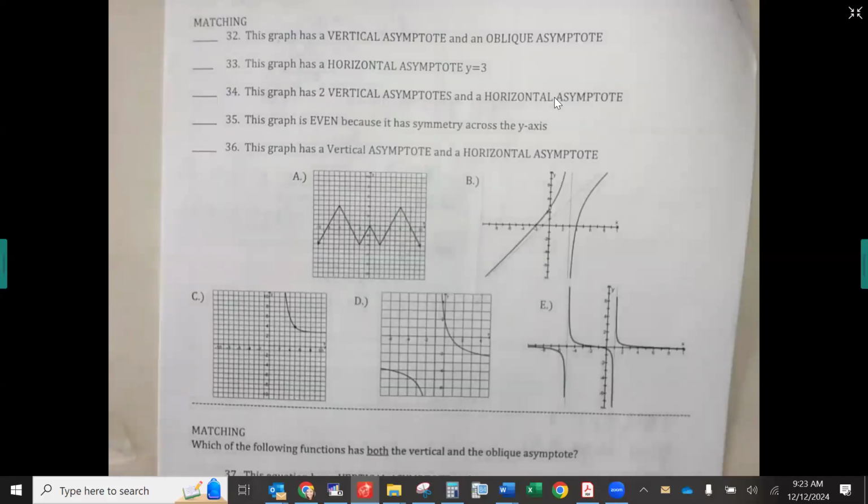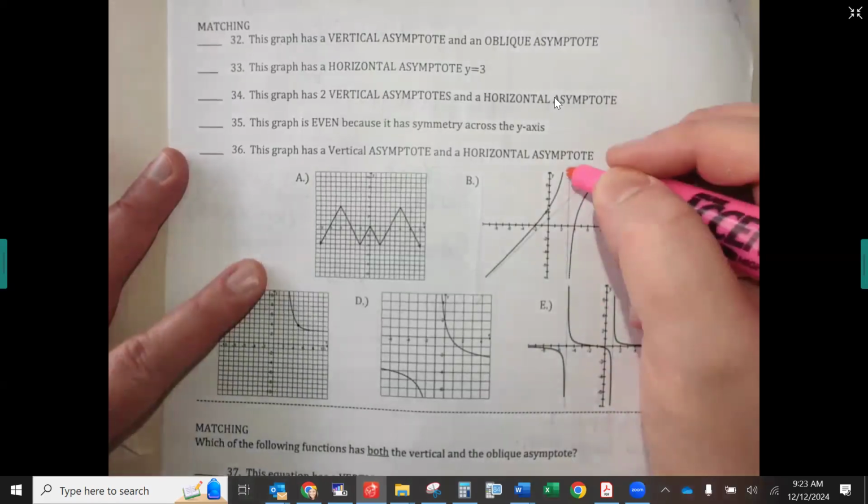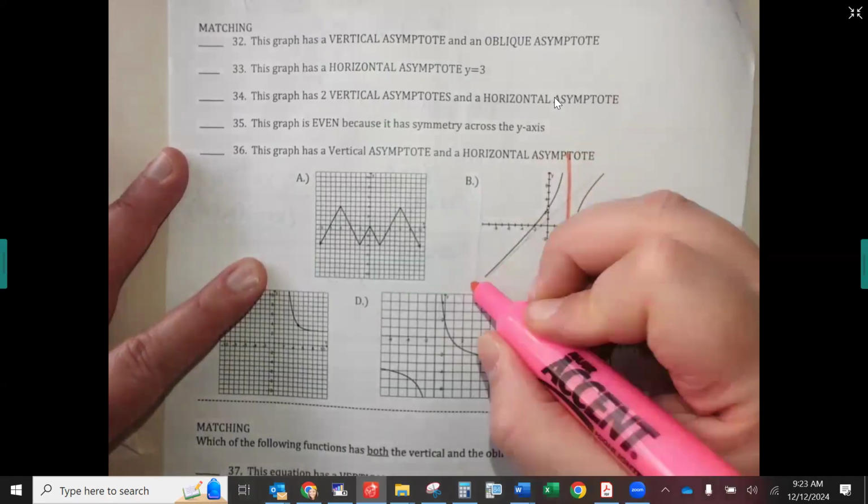All right, so let's start. I need a graph. Look, you have 5 choices. I need a graph that has a vertical asymptote and an oblique asymptote. That means one of them needs to be vertical and one of them needs to be a slant. So look at your options. Which one has a vertical and a slant? B is correct. Here's your vertical. Here's your slant. So it has to be option B.